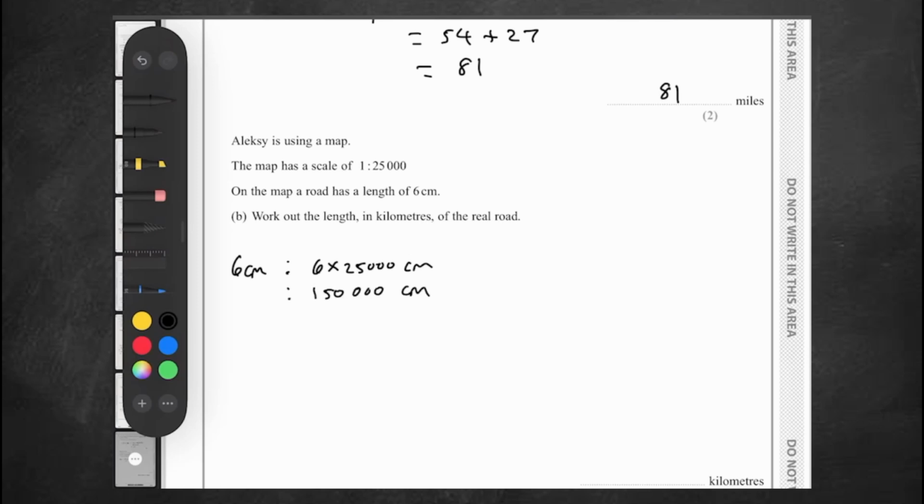150,000 centimeters. And the question wants the answer to be in kilometers. So to get from centimeters to meters, we're going to have to divide by 100. So we're going to take off 2 zeros here. And 1,500 meters is just 1.5 kilometers.